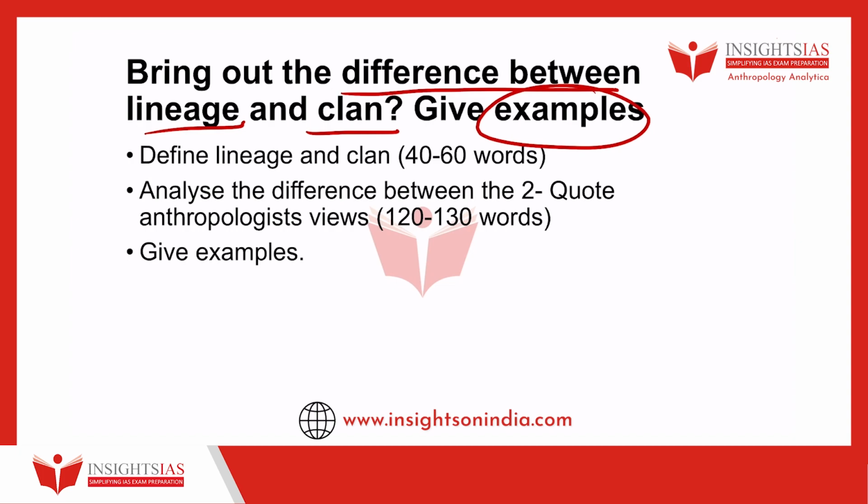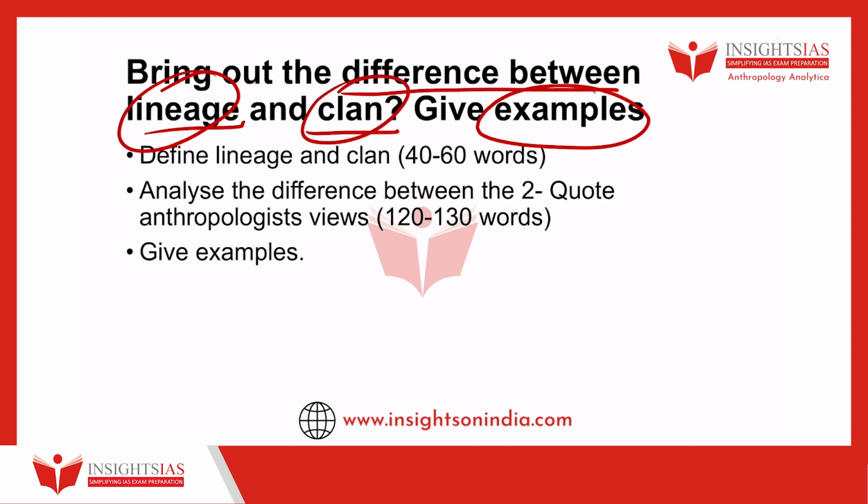As you all know, lineage and clan are ways in which society organizes itself. And these are basically unilineal descent groups. And these are classified on the basis of size. Usually lineage is smaller compared to that of clan.